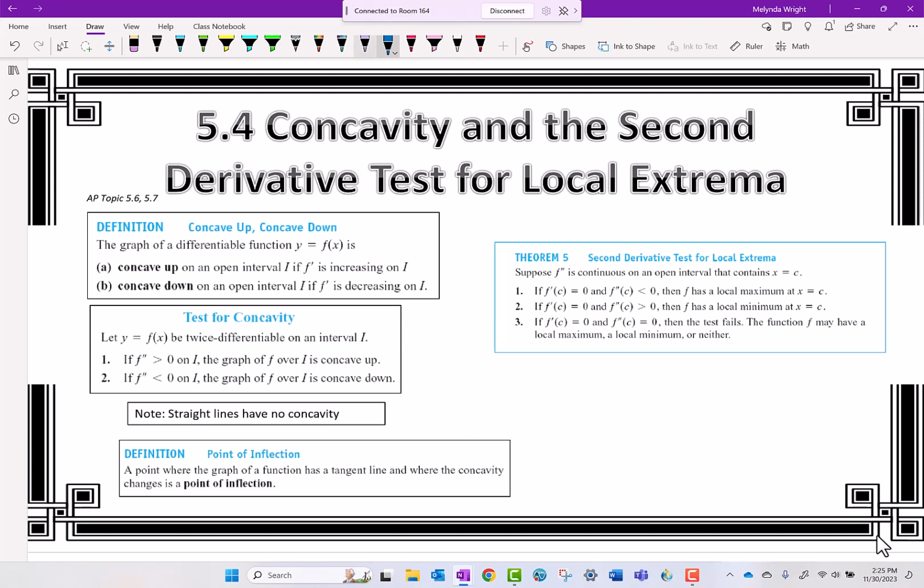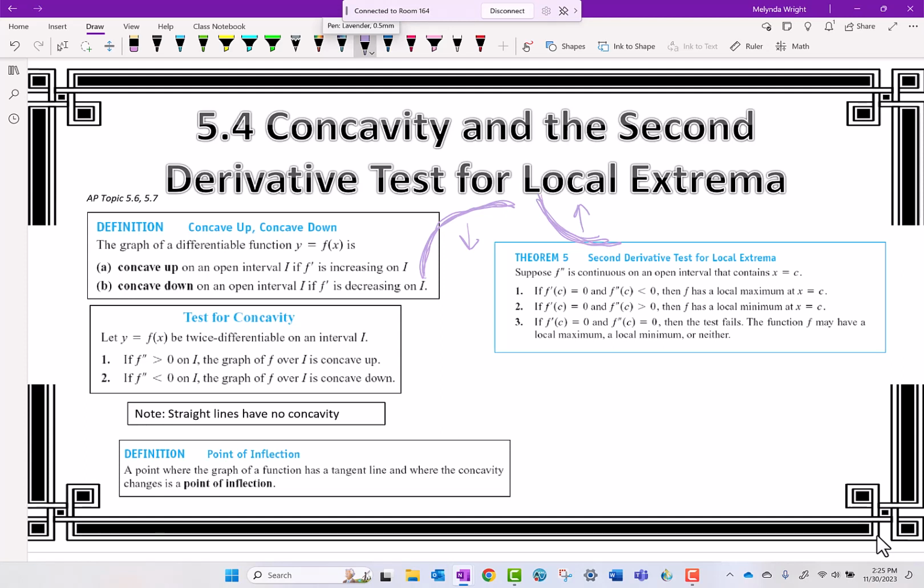You may remember, you may not remember. The shape of a curve that's concave down would look like this. It would be curved down. This would be concave down. Concave up would be curved up. This would be an example of concave up. That's just what it would physically look like on a graph. If you had to read it off of a graph, you would look for the curve, and if it's curved down, that would be concave down, and if it was curved up, that would be concave up.